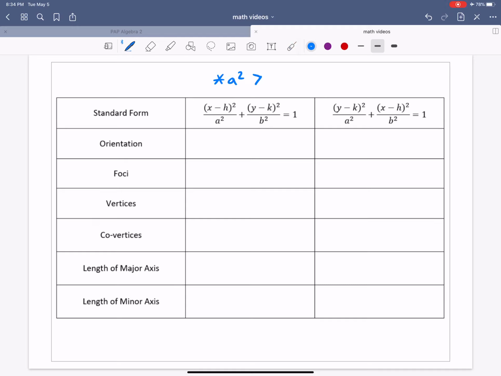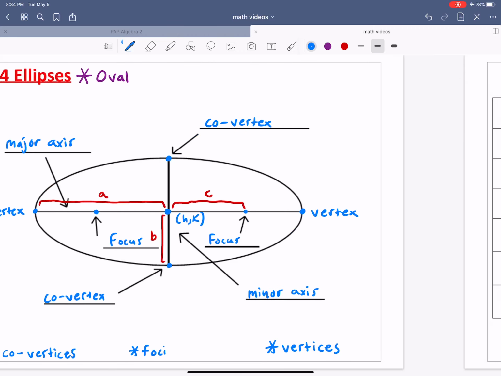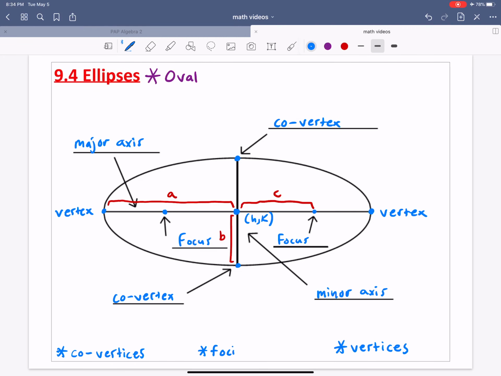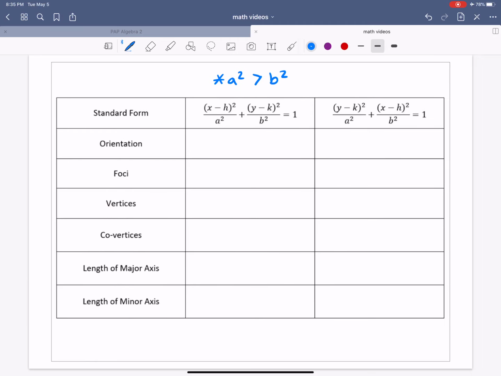Please remember that a squared is always going to be larger than b squared. Always. It's always going to be larger than b squared, okay? So if you go back and look at your picture, remember a is the distance from the center to a vertex, b is the distance from the center to a covertex. So very clearly, a is always going to be bigger than b, always.